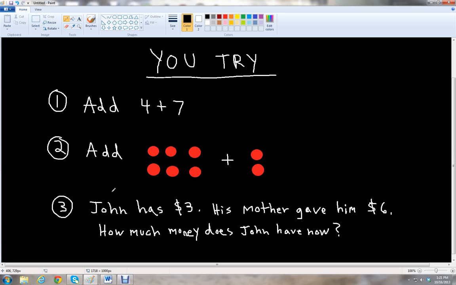And then finally, the third problem says John has $3. His mother gave him $6. How much money does John have now? So he starts with $3 and his mom gives him $6. How much money does John have now?